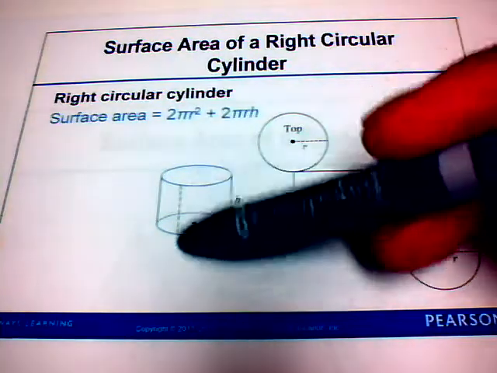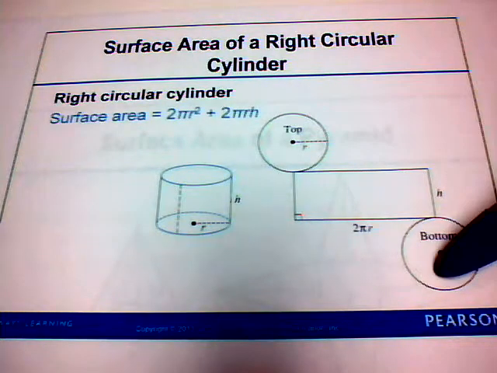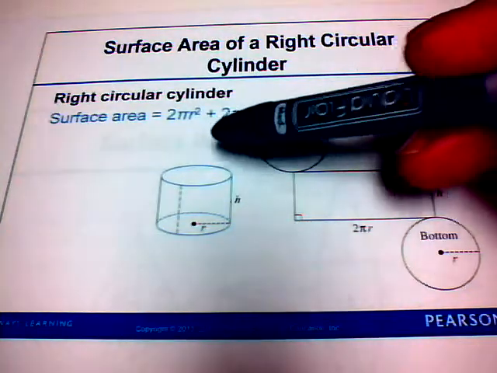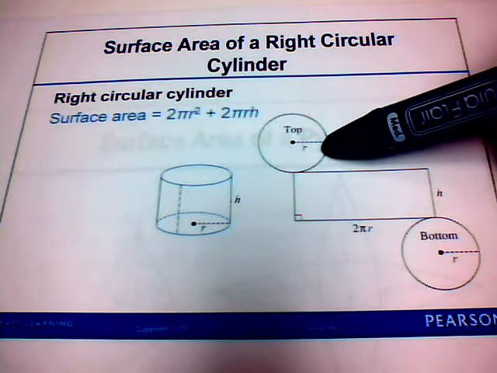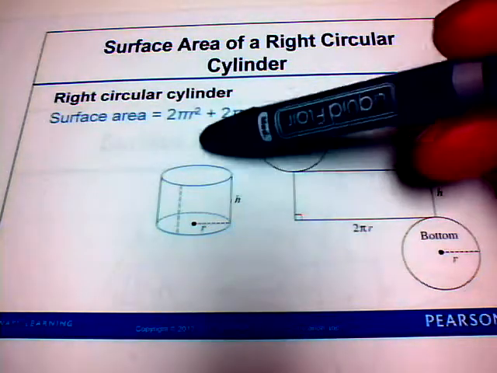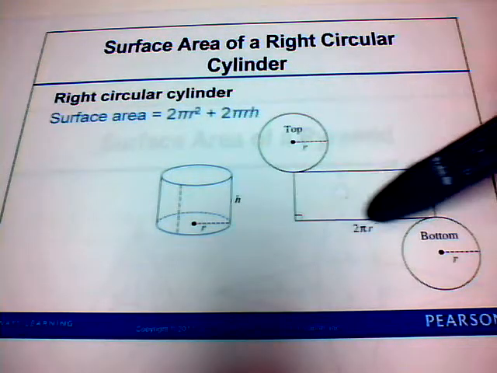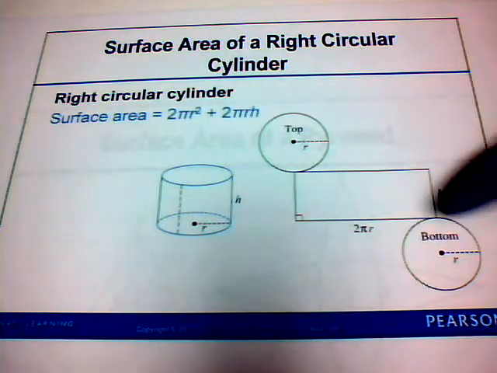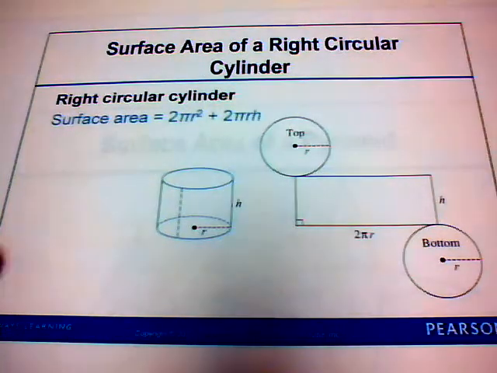So if you cut this out into a net that looks like this, your 2 bases are your circles, so that's where you have 2 times pi r squared, because the area of a single circle will be pi r squared. But you have 2 circles, so it'll be 2 pi times the square of the radius. Plus, this length is 2 pi r, and then you have your height. 2 pi r times h.